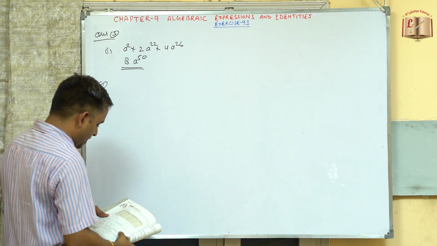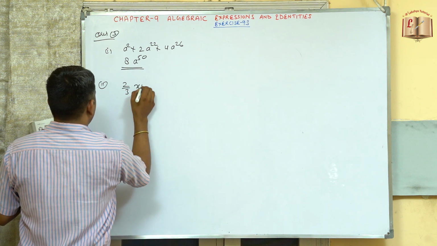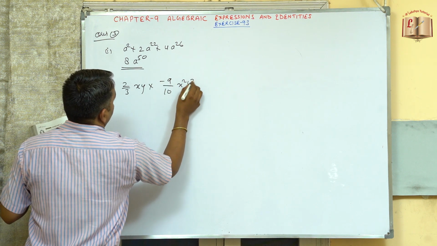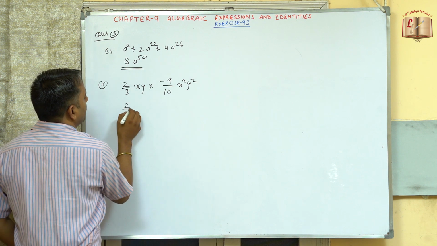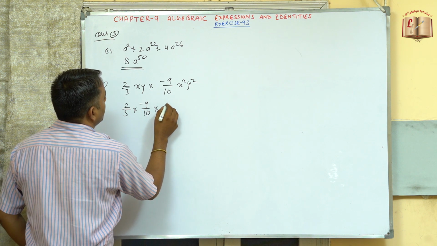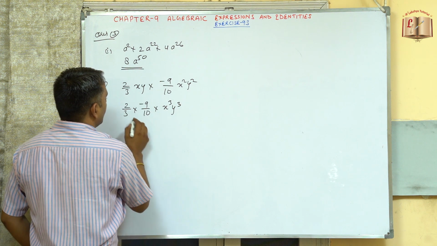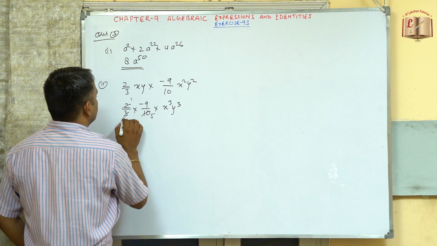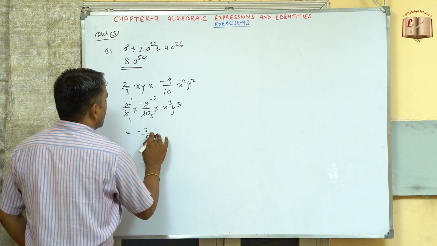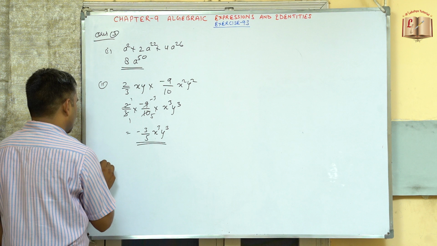Similarly for the second case, this is now 2 by 3 xy into minus 9 by 10 x square y square. So first we will multiply the coefficients, 2 by 3 into minus 9 by 10. Now x with x square gives x cube, and y with y square gives y cube. So 2 one za 2, 5 za 3, 1 za 3, minus 3. So this is minus 3 by 5 x cube y cube. So this is the answer.